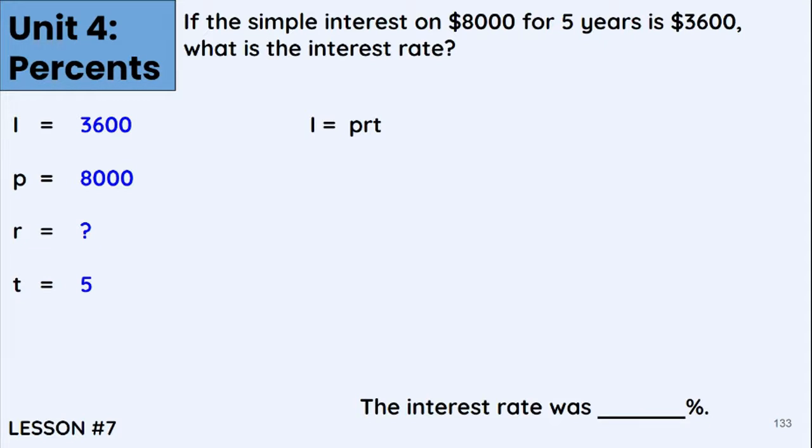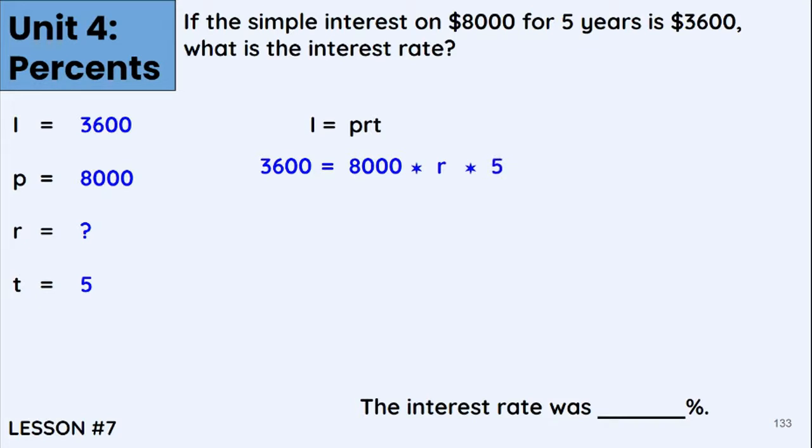So when I get to I in the equation, I'm going to plug in $3,600 equals. The principal is $8,000 times the rate. I don't know the rate, so I'm actually going to leave that as R because R is already a variable, times T, the time. 5 years passed, so I'm going to put a 5 here.